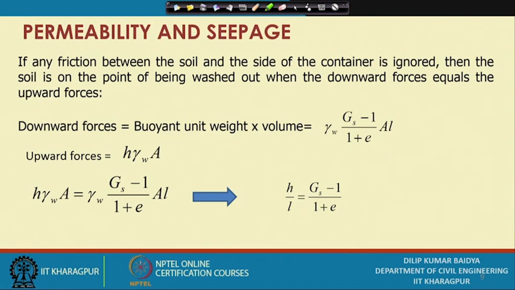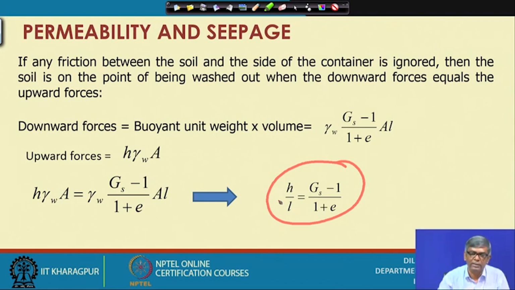This is a very important relationship between hydraulic gradient, specific gravity and void ratio. Once you know the specific gravity and void ratio of the soil, one can find the critical hydraulic gradient. That is the guideline: the hydraulic gradient has to be less than this, and that has to be satisfied.